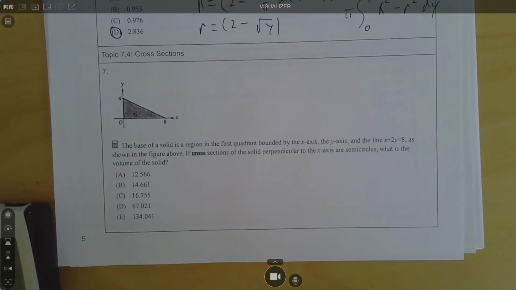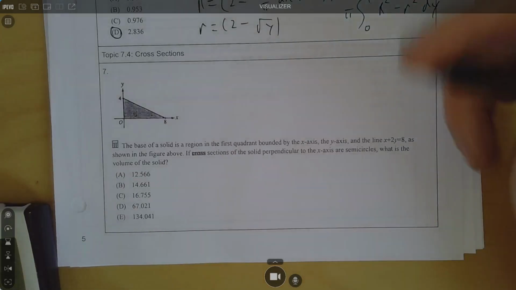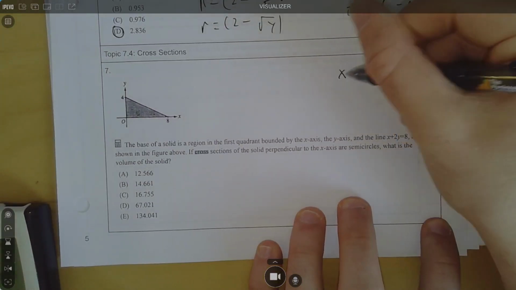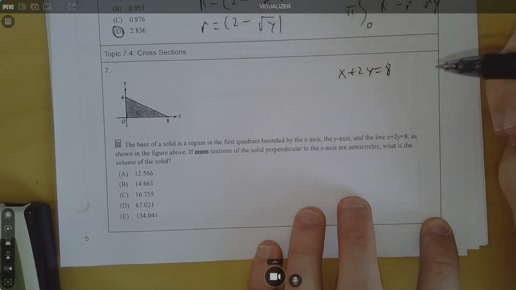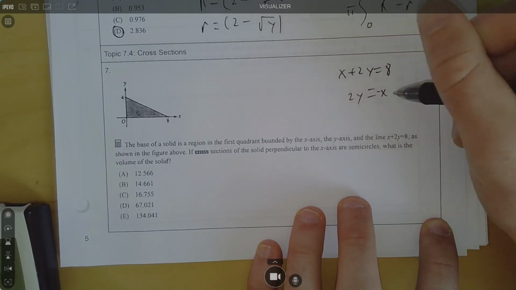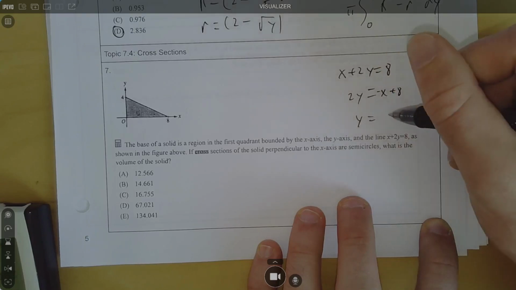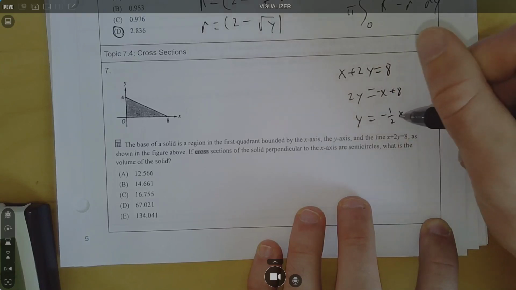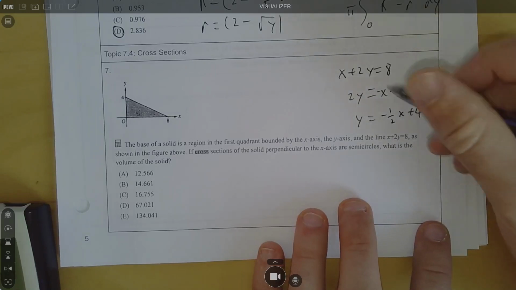Okay, cross sections. The base of a solid is a region in the first quadrant bounded by the x-axis and the y-axis and the line x plus 2y equals 8, as shown in the figure above. If the cross sections of the solid perpendicular to the x-axis are semicircles, what is the volume of the solid? So first things first, I just need to rewrite this in terms of y. It's kind of written weirdly. It's x plus 2y equals 8. Let's get y alone. So 2y equals negative x plus 8. So then y equals negative 1/2 x plus 4. I just rewrote that in terms of y. That's all I did there.